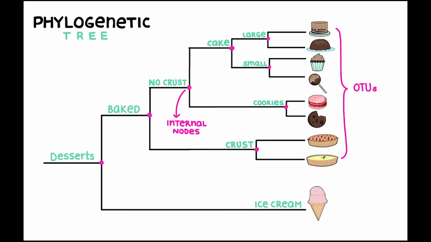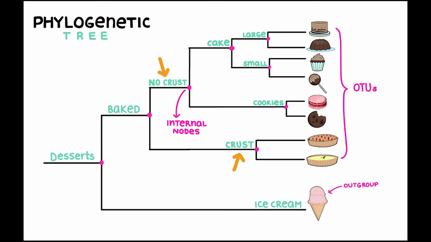Now, walking through the tree, we can see that desserts split into baked desserts and non-baked desserts, such as ice cream. In this case, since the ice cream is the most distantly related, it would make it the outgroup, meaning it diverged early on. Looking back at the baked desserts, when cladogenesis occurred, it split it into desserts that have a crust and those that don't.